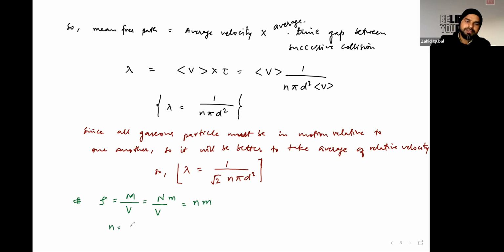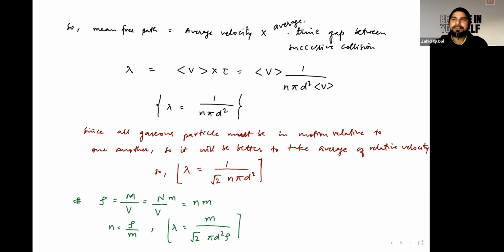So number density is equal to density of gaseous particles divided by mass of each particle. If you substitute in this formula, lambda will equal m by root 2 pi d square rho, with rho in place of n. This would be the first formula of mean free path.